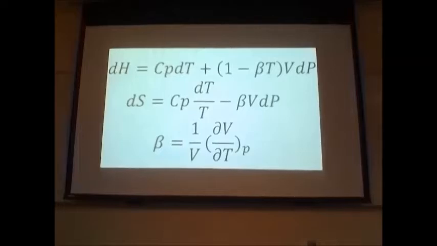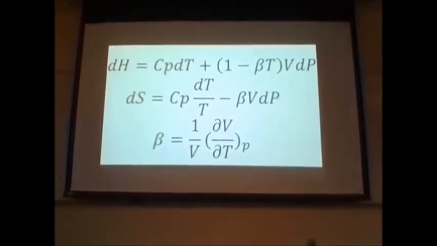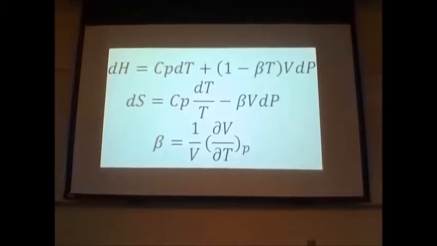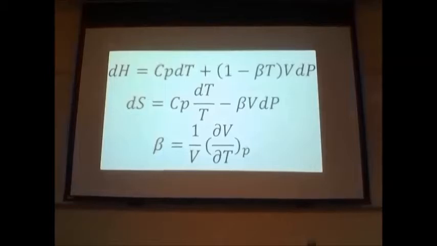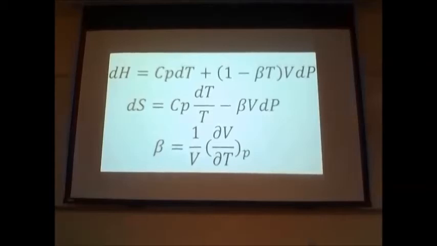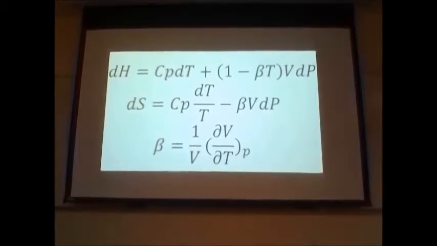And then these are the equations for the change in enthalpy and the change in entropy. The change in enthalpy is the heat capacity times the change in temperature plus the quantity of 1 minus beta times temperature times the volume times the change in pressure. And the change in entropy is equal to the heat capacity times the change in temperature divided by the temperature minus beta times volume times the change in pressure. And in both cases, the beta used is equal to 1 divided by the volume times the partial derivative of the volume with respect to the temperature at constant pressure.